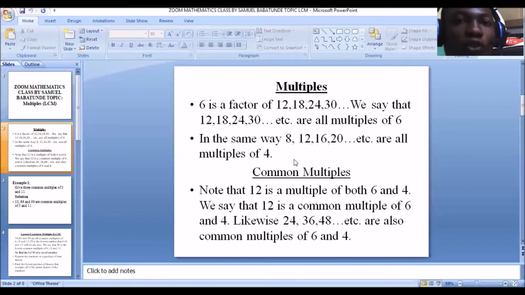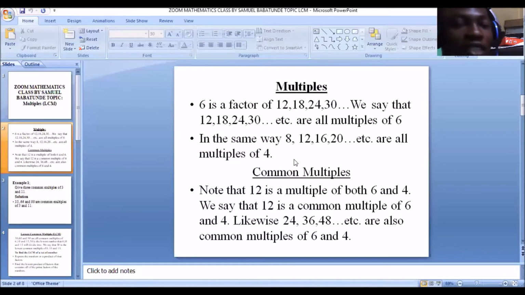Now, common multiples. When we say common multiples, what do we mean? From the word common, it means a number that is common to several numbers, that is a multiple of several numbers. Like I said, a number which is a multiple of several numbers.